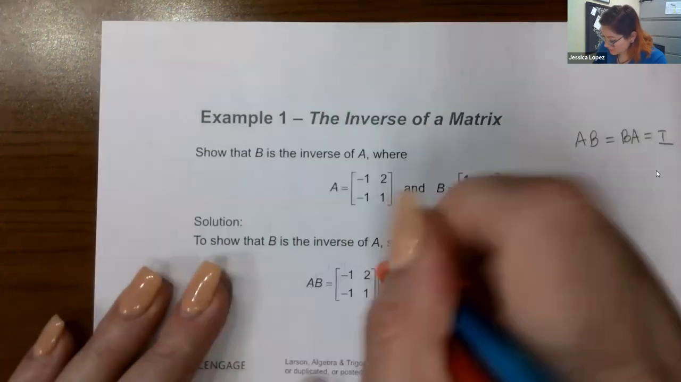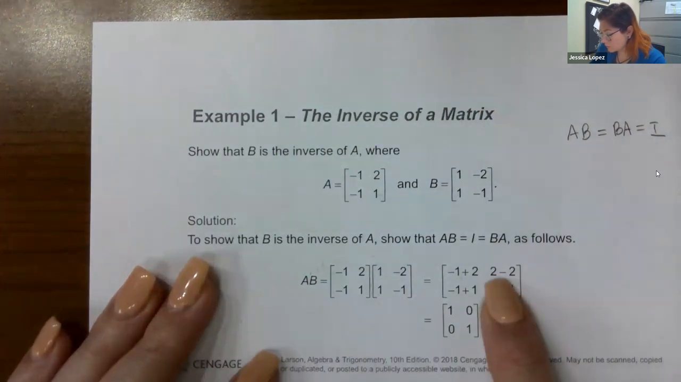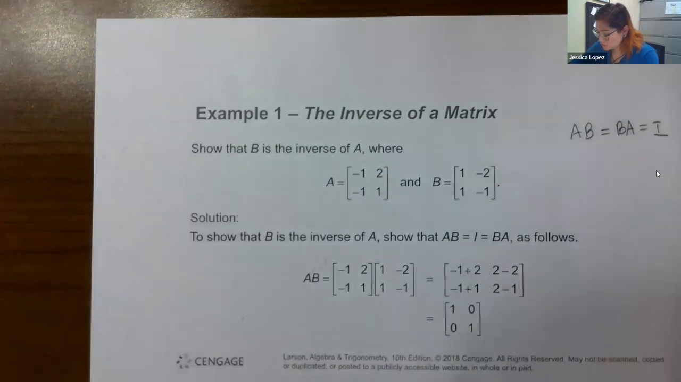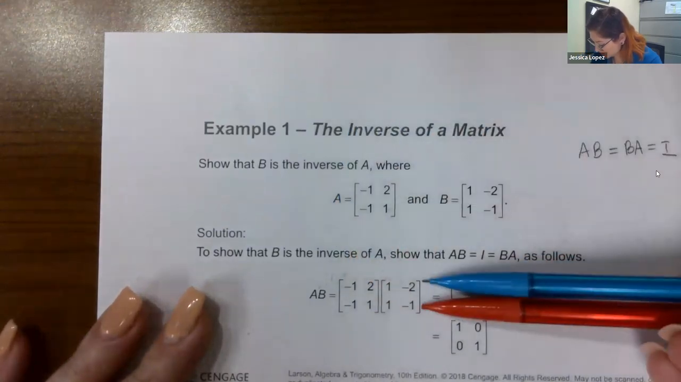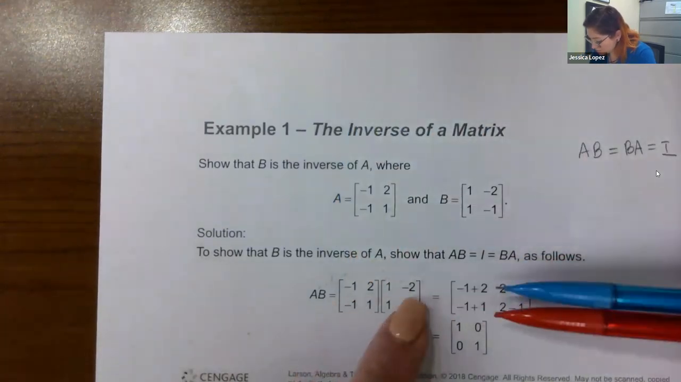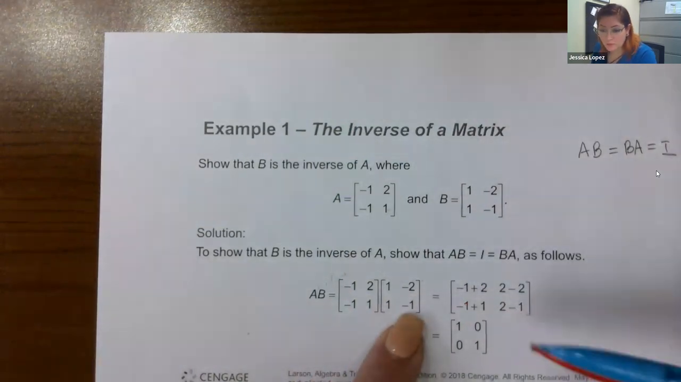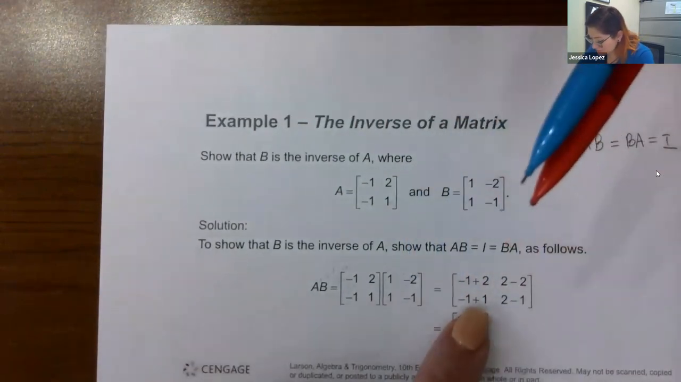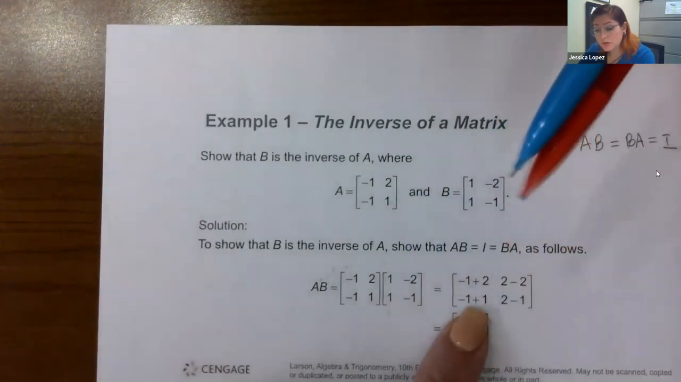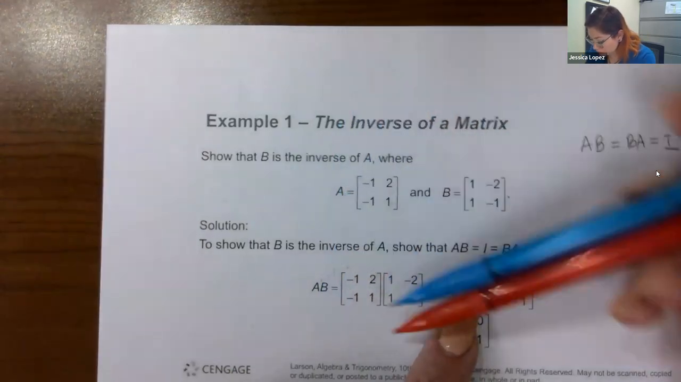So let's say I want to take this guy. So that's the top row and the second column. So I'll do this again. The top row times the second column. So the -1 gets multiplied by the -2 and the 2 gets multiplied by the -1. And these are the results. Then similarly for here, it's the second row, but the first column. So that's the second row and the first column.